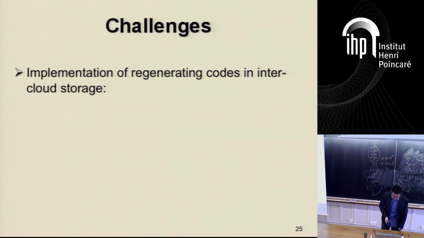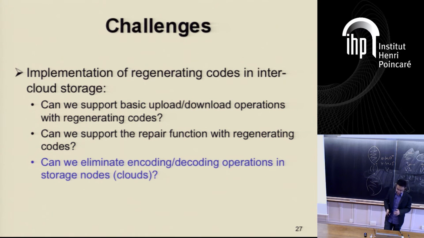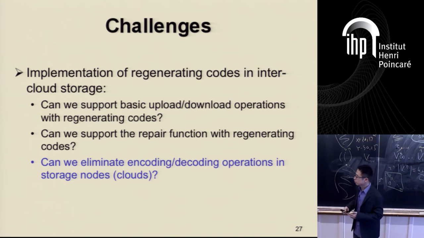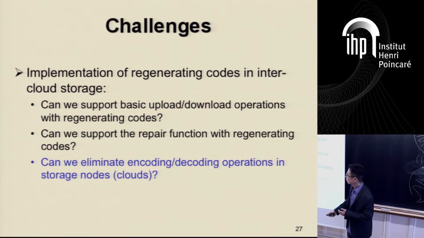Okay. But there are still challenges to use the regenerating codes in inter-cloud storage. So what are they? The first two challenges are to implement the basic uploading, downloading, and repair functions. Actually, they are just practical challenges, not that hard. The hardest challenge is: can we eliminate encoding and decoding operations in storage nodes or in clouds? What does that mean?